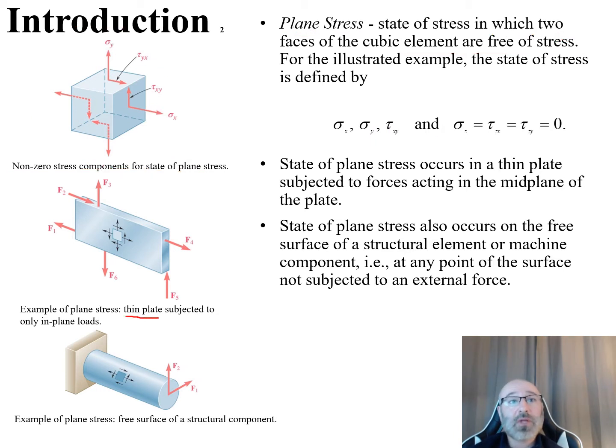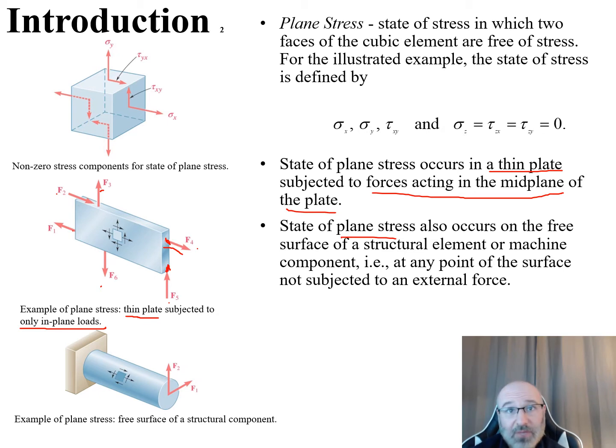So now rather than a cube, let's take a look here at a thin plate. So this is an example of plane stress where we have a thin plate subjected to only in-plane loads right there. So the state of stress occurs in a thin plate subjected to forces acting in the midplane of the plate. So we can see all these forces right here are all acting right there. If you look at that, right at the midplane of the plate. So our F1, we can see right at the midplane right there, 2, 3, 4, 5, and 6. No matter what direction they're in, we can see that all of these are right at the midplane of that thin plate right there.